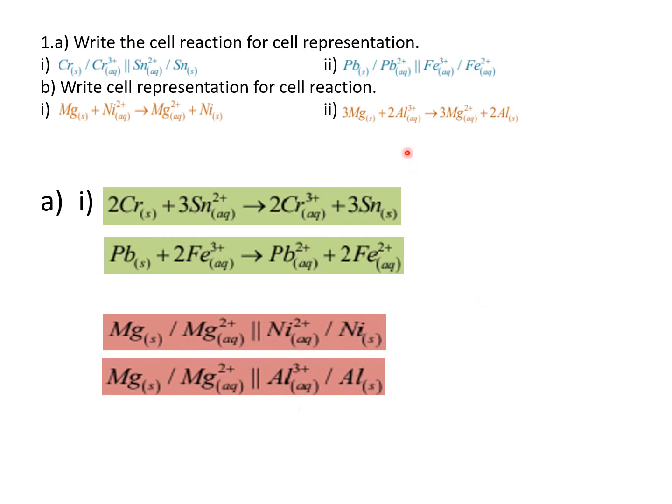We need to take it into account. So magnesium to magnesium 2 plus, first we need to write it, then the double slash and Al3 plus and Al. The next sum is next. These are all the basic understanding, that's why I am saying it here.